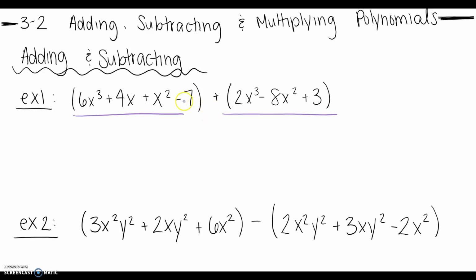When you're adding, you can basically ignore the parentheses. If you like, you could rewrite it without the parentheses, but what you can really do is just combine like terms. So we have a 6x cubed, and we're going to add that to 2x cubed. So you have 8x cubed.